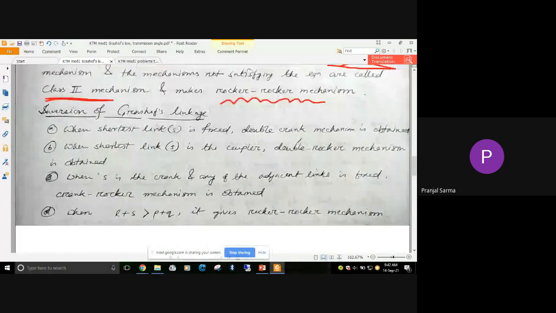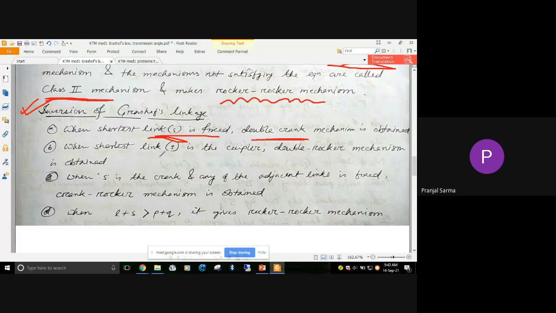Now based on this particular equation, we have got inversion of Grashof links. We know that there are four links here. The longest link is denoted by the length L, the shortest by S, and the other two are P and Q. Now from that particular planar four-bar linkage, we have to fix at least one link. If we fix one link, then only we get that particular mechanism. Now let's consider the shortest link, that is S, we are fixing. Then we'll get a double crank mechanism.